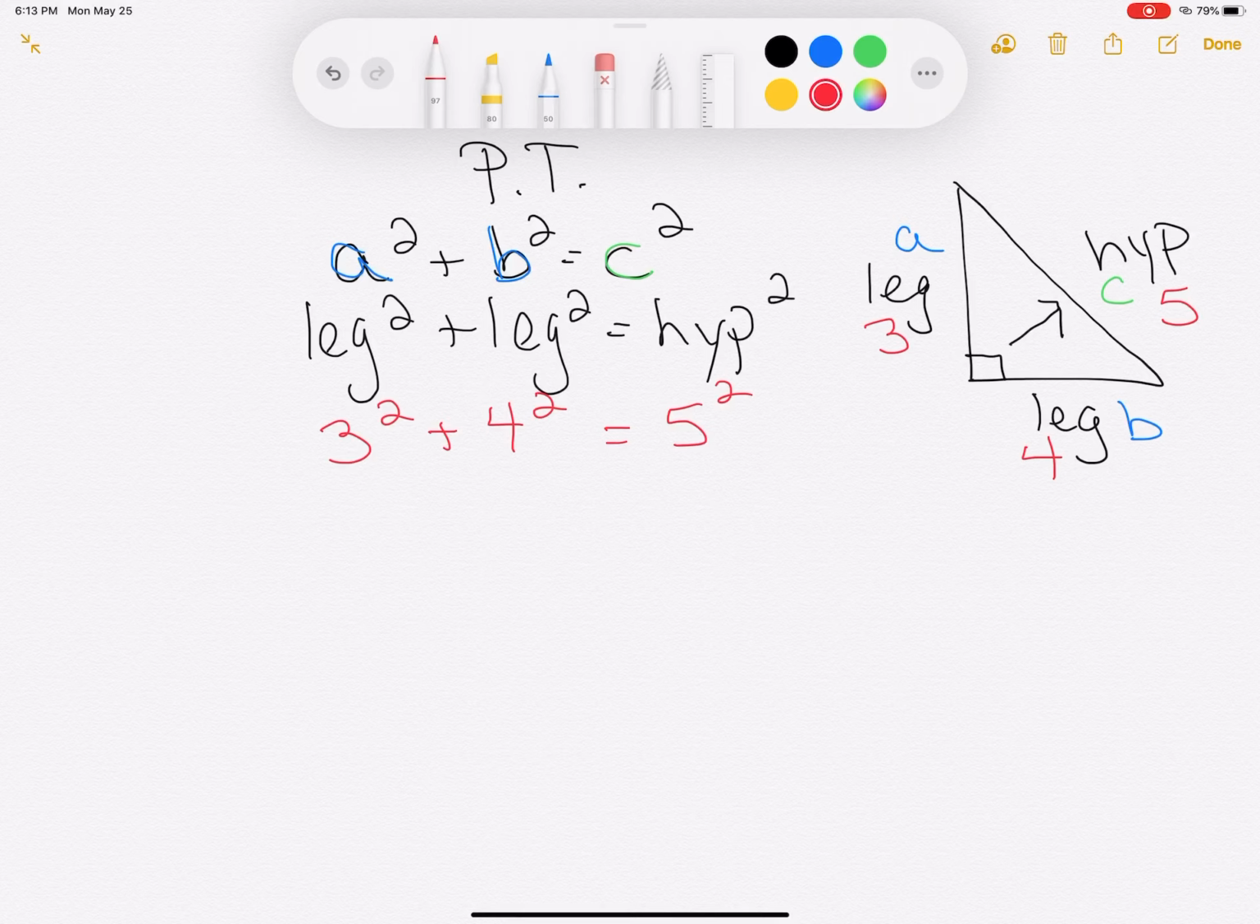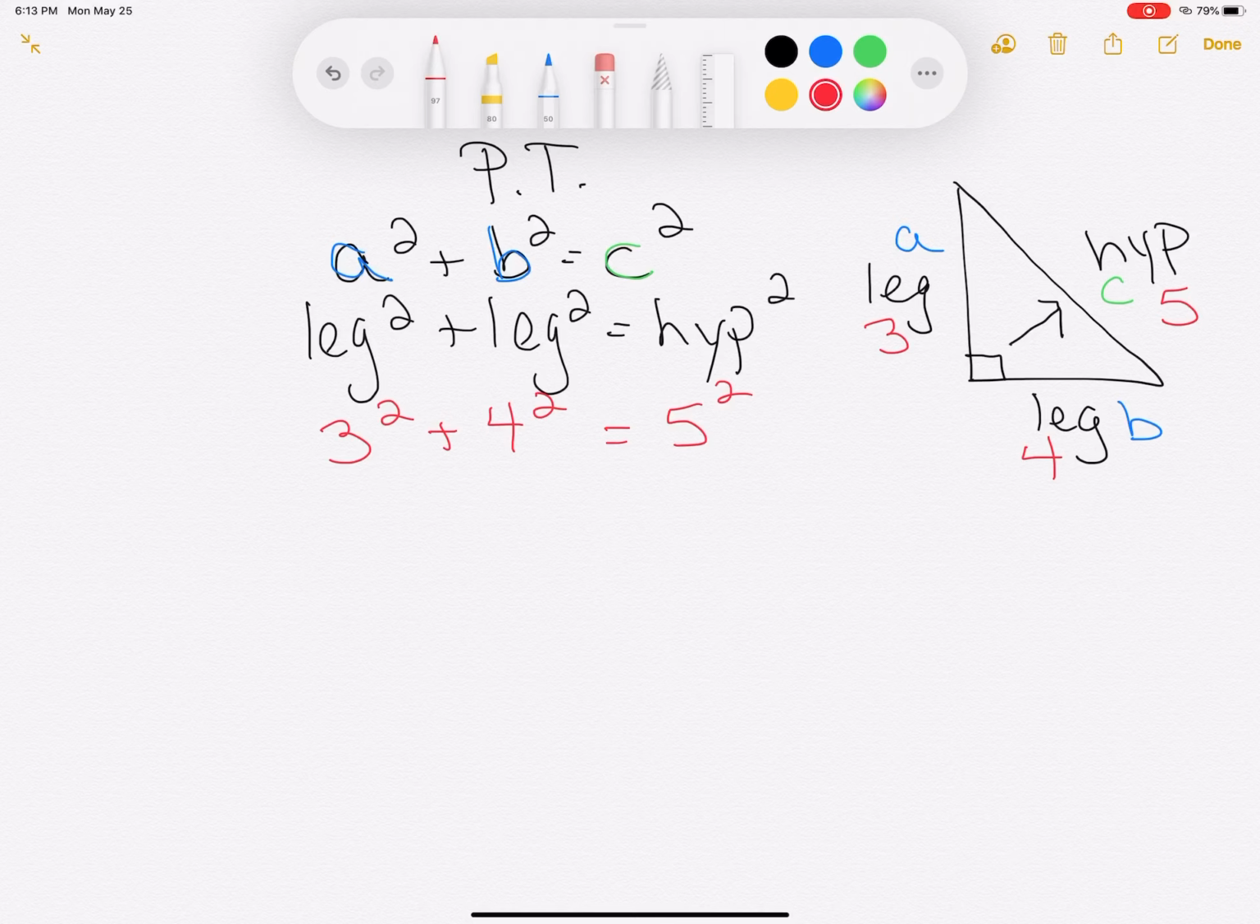So we have 3, 4, 5, 3 and 4 being the two legs. It doesn't matter what order. I could have written this just the same as 4 squared plus 3 squared equals 5 squared. But the 5 does have to be in the place of the C, which is the hypotenuse.